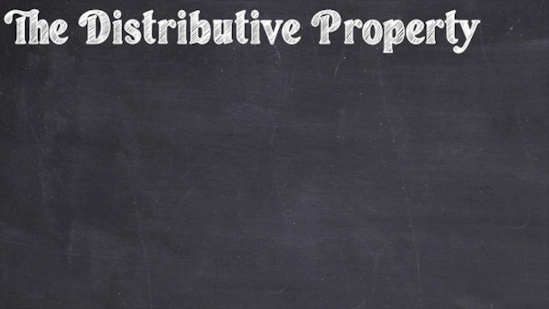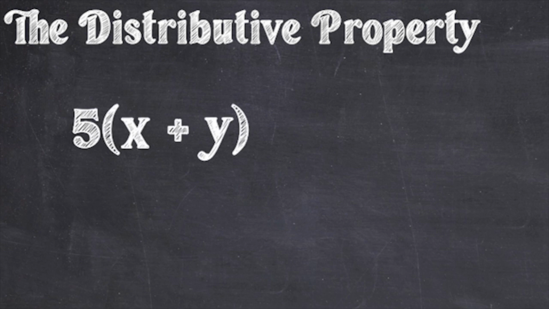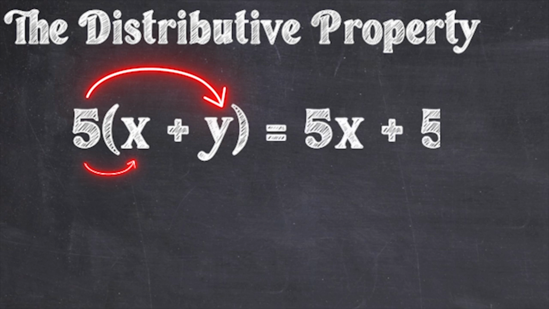Consider the algebraic expression 5(x + y). In this expression, the term outside the parentheses is 5, and the terms inside the parentheses are x and y. Our goal is to get rid of the parentheses in order to simplify the algebraic expression. We begin by multiplying the 5 with each term inside the parentheses, thus giving us 5x and 5y. In other words, we distribute the 5 to the terms inside the parentheses. Therefore, we end up with 5x + 5y.